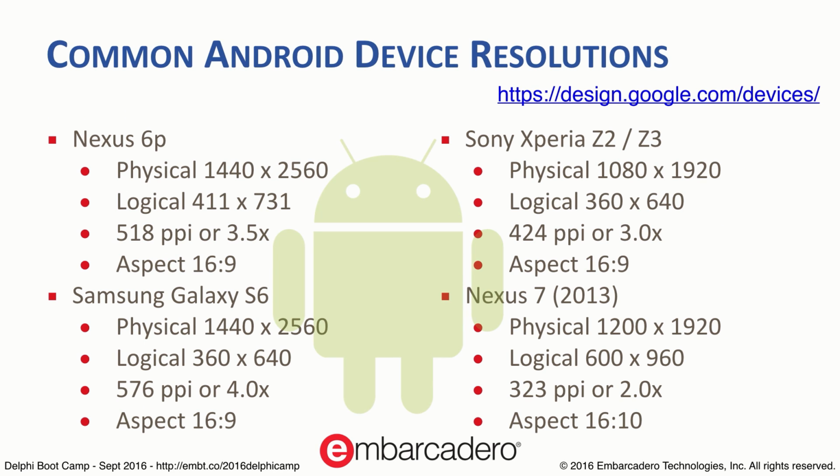So these are some common resolutions for Android devices. If you're going to build an app that you want to run on an Android device, if you're targeting one of these devices specifically, like for example a Nexus 7 tablet or the Nexus 6P phone, then you might design your app at that logical DPI. So make your form that size of the logical DPI. If you're targeting Nexus 7, you would build your form 960 by 600 or 600 by 960, because phones are in portrait, whereas desktop screens are in landscape.